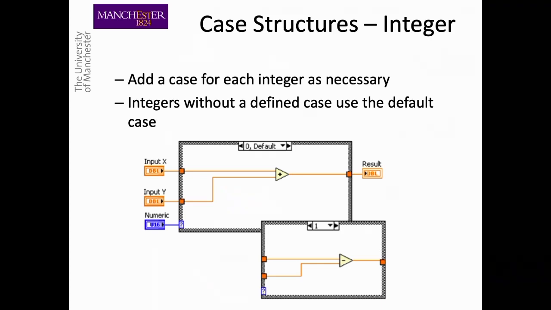Add a case for each integer as necessary. Integers without a defined case use the default case. So this just illustrates here at the top, case 0, and it's telling me that that's my default case. If you want to change it, you can right-click, and you can make one of the other ones a default. The sensible thing to do for safety is usually to make your default case, when you're designing things that are safety critical, so that it will do the shutdown. So if something goes wrong, it will do the shutdown.